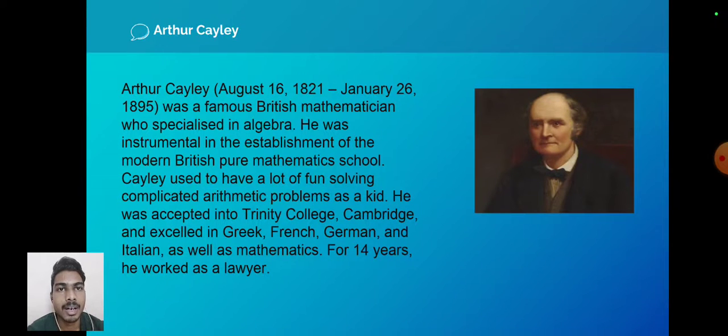Arthur Cayley, August 16, 1821 to January 26, 1895, was a famous British mathematician who specialized in algebra. He was instrumental in the establishment of the modern British pure mathematics school. Cayley used to have a lot of fun solving complicated arithmetic problems as a kid. He was accepted into Trinity College, Cambridge, and excelled in Greek, French, German, and Italian as well as mathematics. For 14 years, he worked as a lawyer.